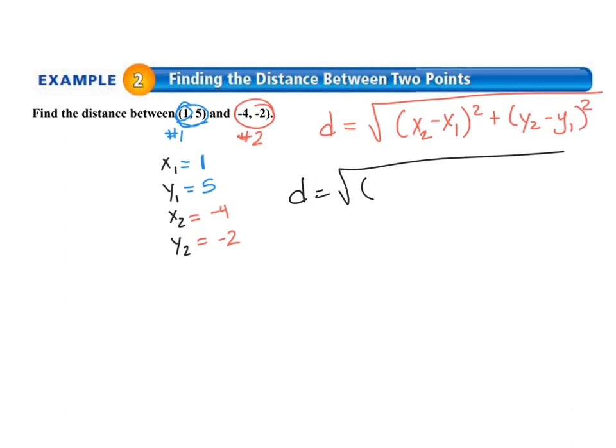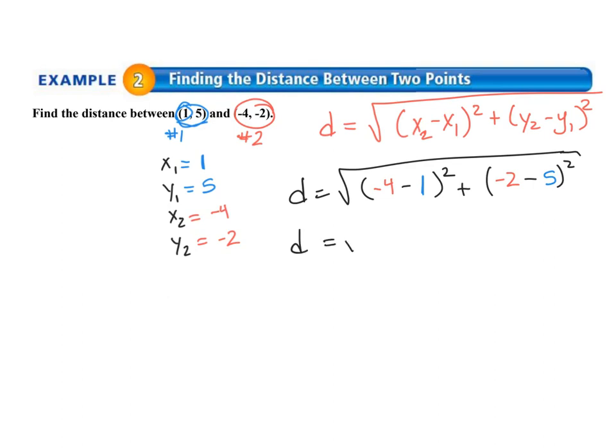So x2 is -4, x1 is 1, so x2 minus x1 is -4 minus 1. y2 is -2, and y1 is just 5. Okay, so now I have this big expression to simplify.